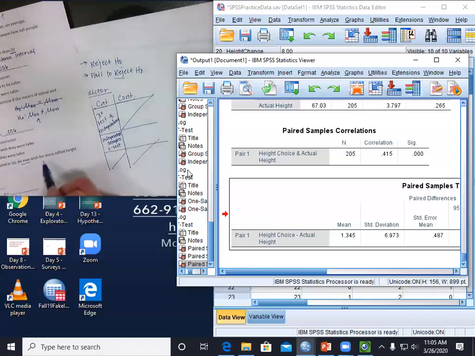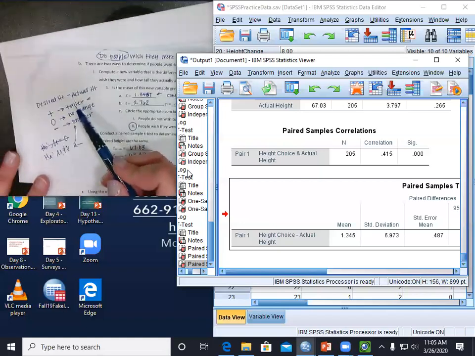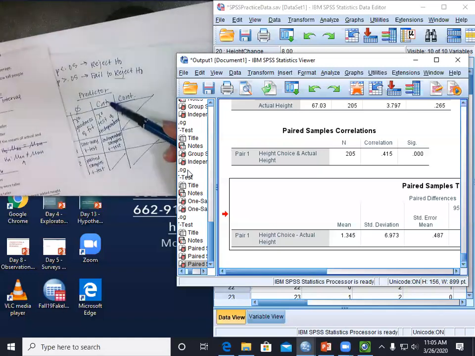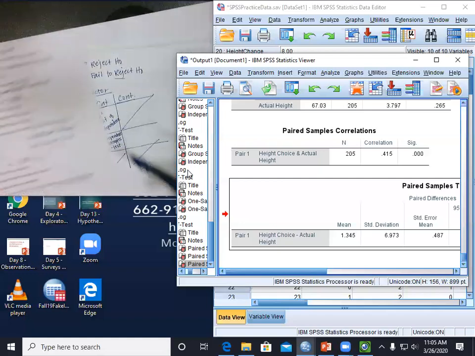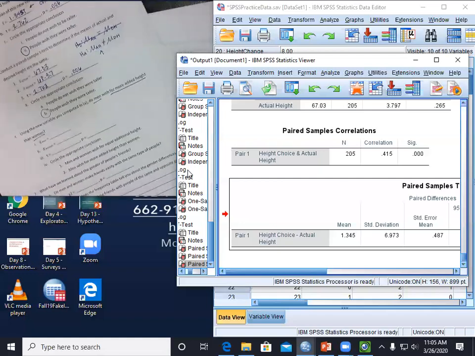Right? And specifically, we're interested in how much taller they want to be. So what is their answer to this new variable that we created? This new variable is a continuous variable. So we have a categorical predictor and a continuous outcome. We're going to return to our best friend, the independent samples t-test.